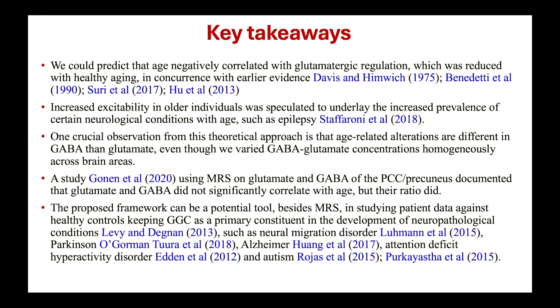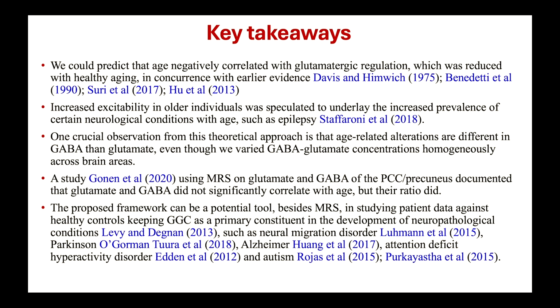that negatively correlates with glutamatergic regulations, which was reduced with healthy aging. This is in concurrence with earlier evidence put forward by Davis and others, and also by Peter Bandettini, Suri and others, who measured MRS in vivo. Increased excitability in older adults was speculated to underlie the increased prevalence of certain neurological disorders, including epilepsy, because if the neurons become hyper excited, there is a chance of getting epilepsy easily at that older age.